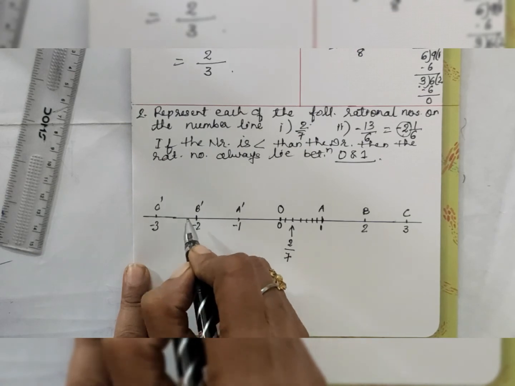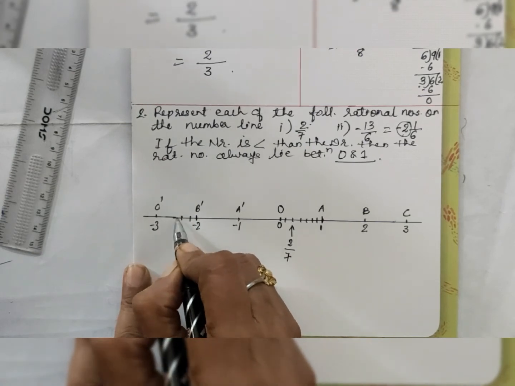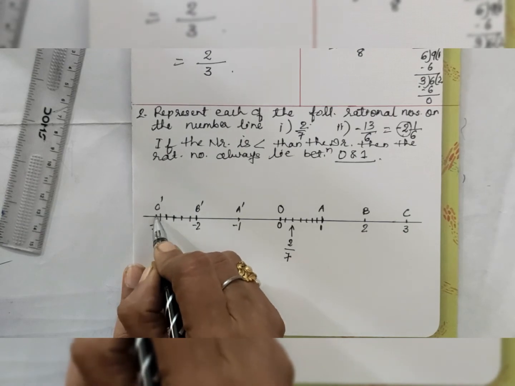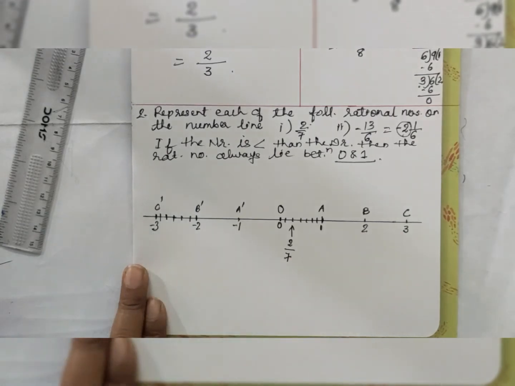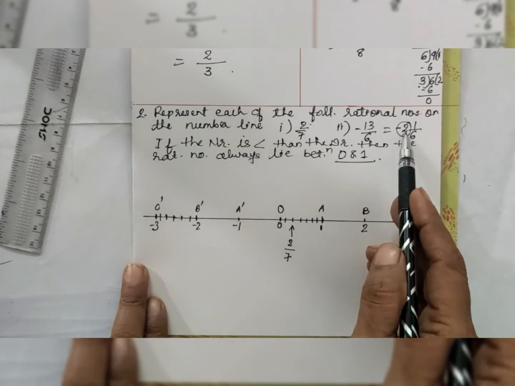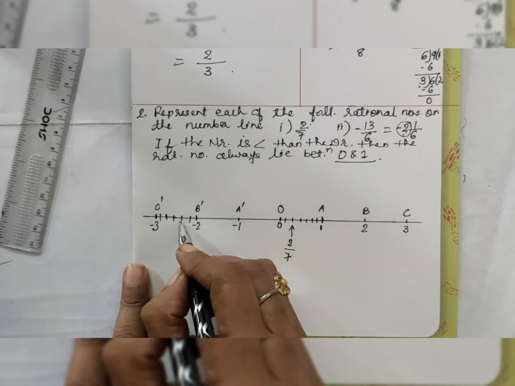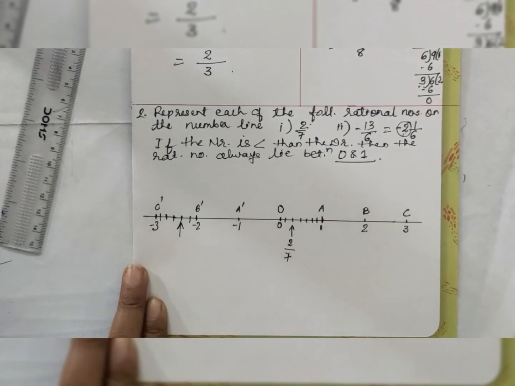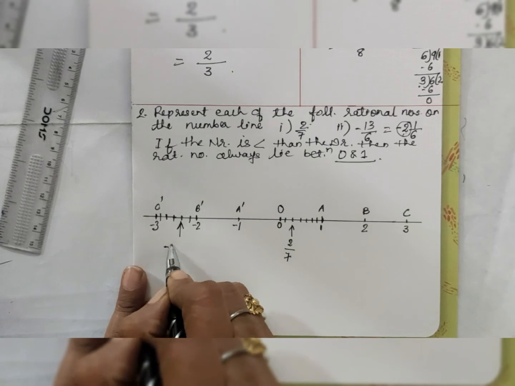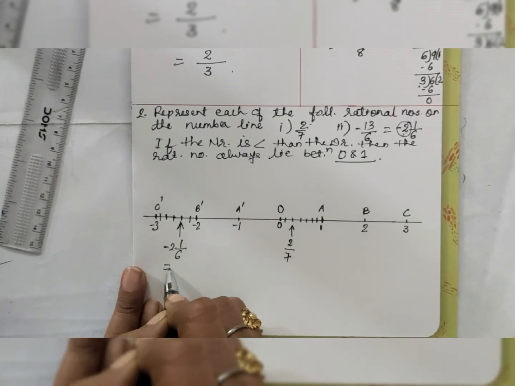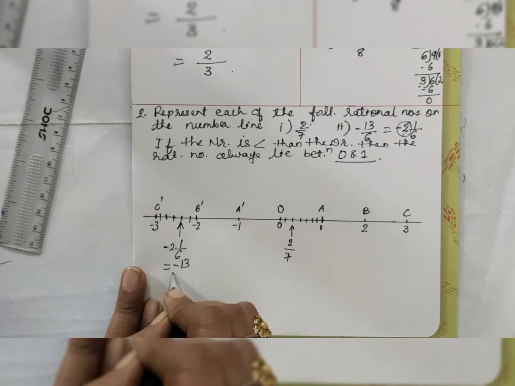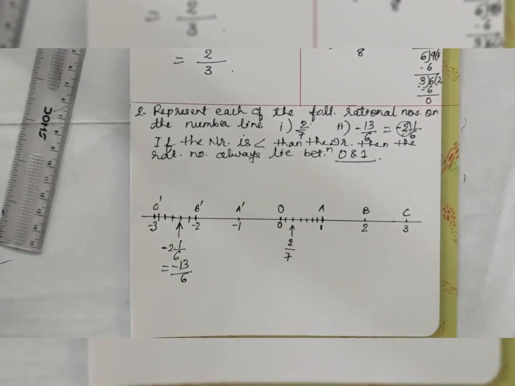This is already there. Okay, this will not be your 1. 1, 2, 3, 4, 5 and this 6, which is already your minus 3. Okay, and now 2. Here 2 is there. So you count it. This is minus 1, minus 2. Okay, so this will be what? This will be your minus 2 1 by 6 is equal to what? Minus 13 by 6.